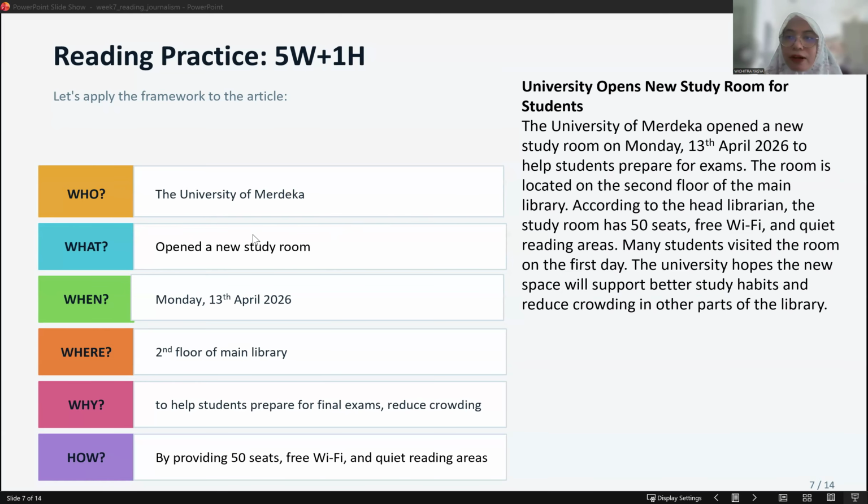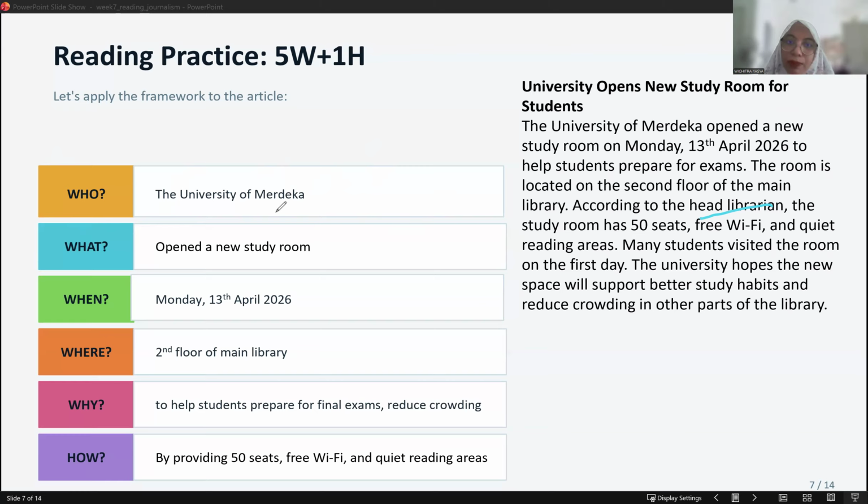And so let's apply the framework to the article. So you can identify the who. It should attribute to someone or an entity. In this case, I chose the University of Merdeka. If you answered the head librarian, that might be correct as well. So it can either be the University of Merdeka or the head librarian. If you answered that as well, then it's okay.